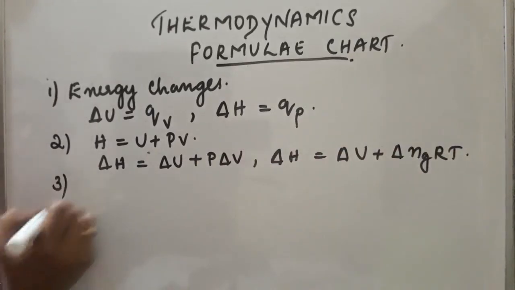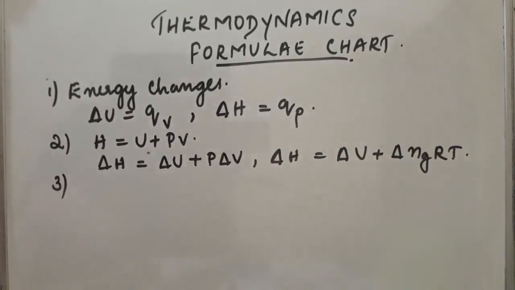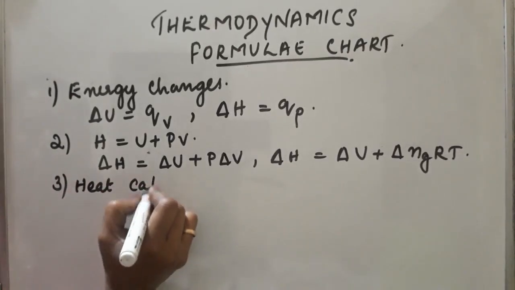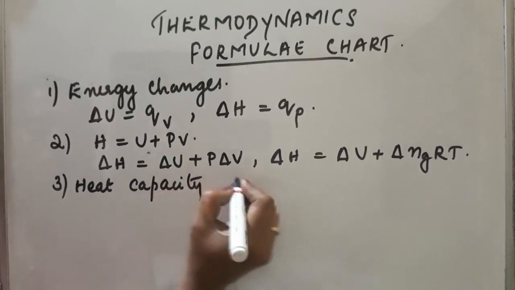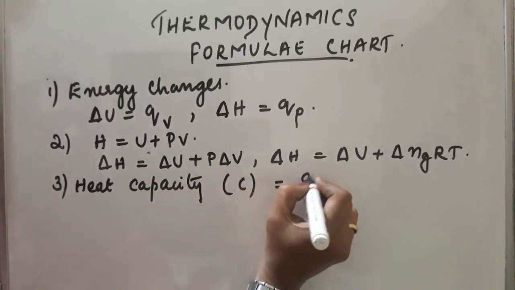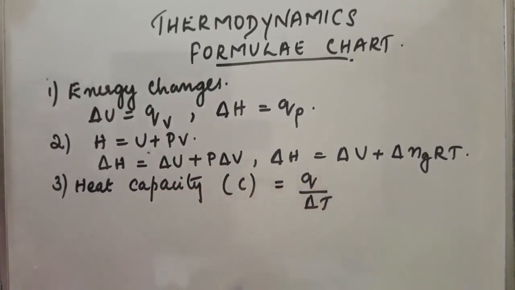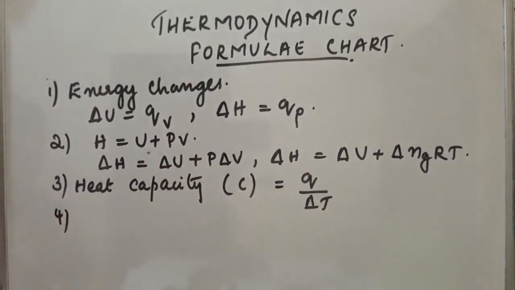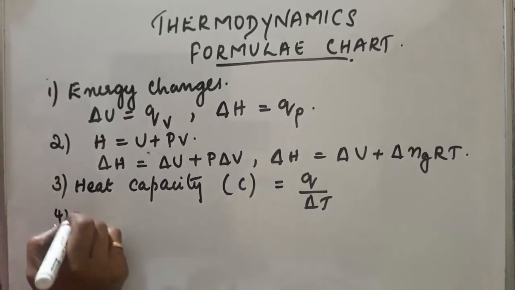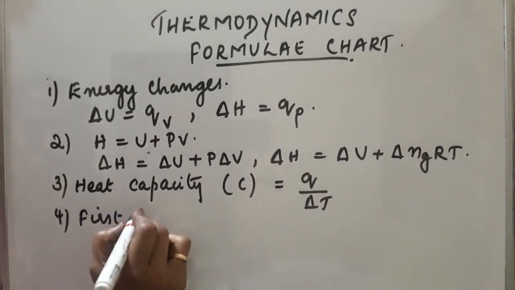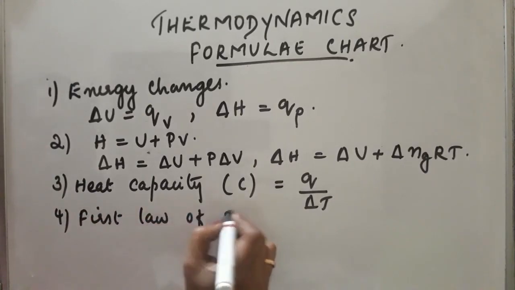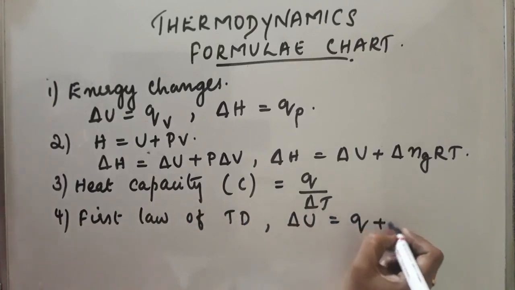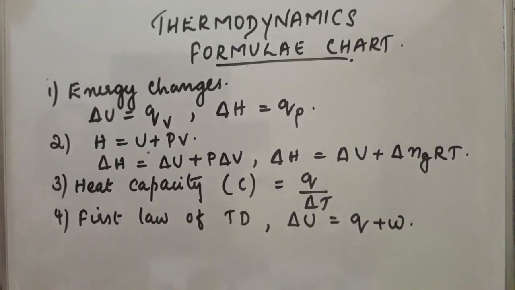Next, third case, heat capacity. Third formula is heat capacity. It is denoted by capital C, which will be equal to Q by delta T, heat change by changing temperature. Now next one is first law of thermodynamics. Change in internal energy will be equal to Q plus W. This is the first law.